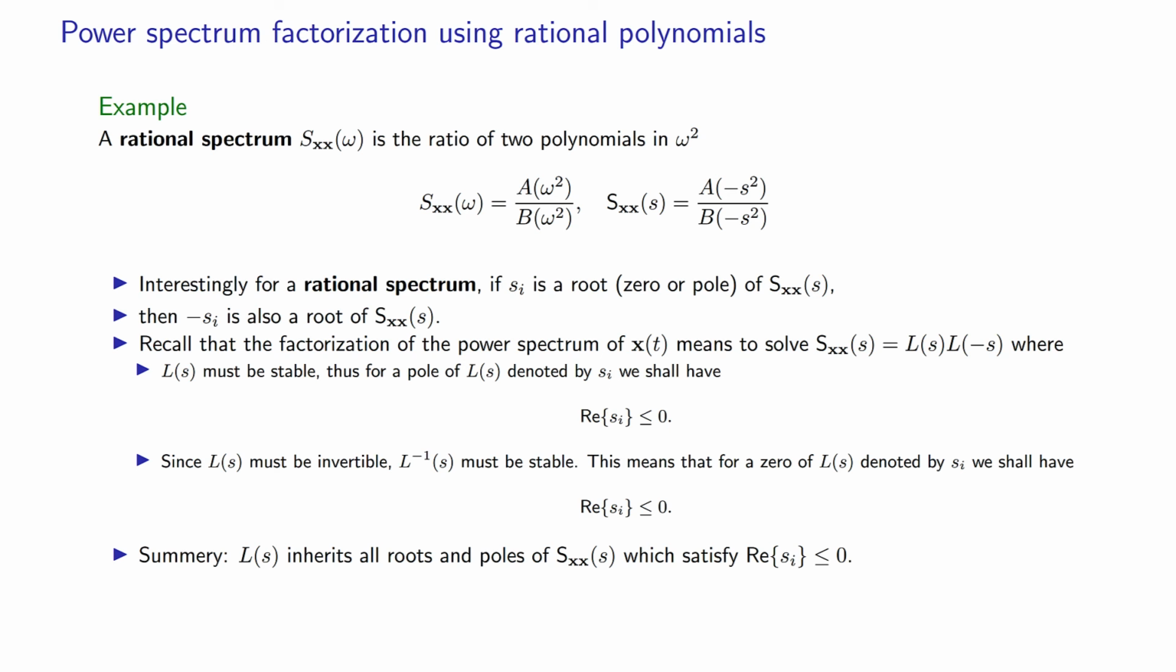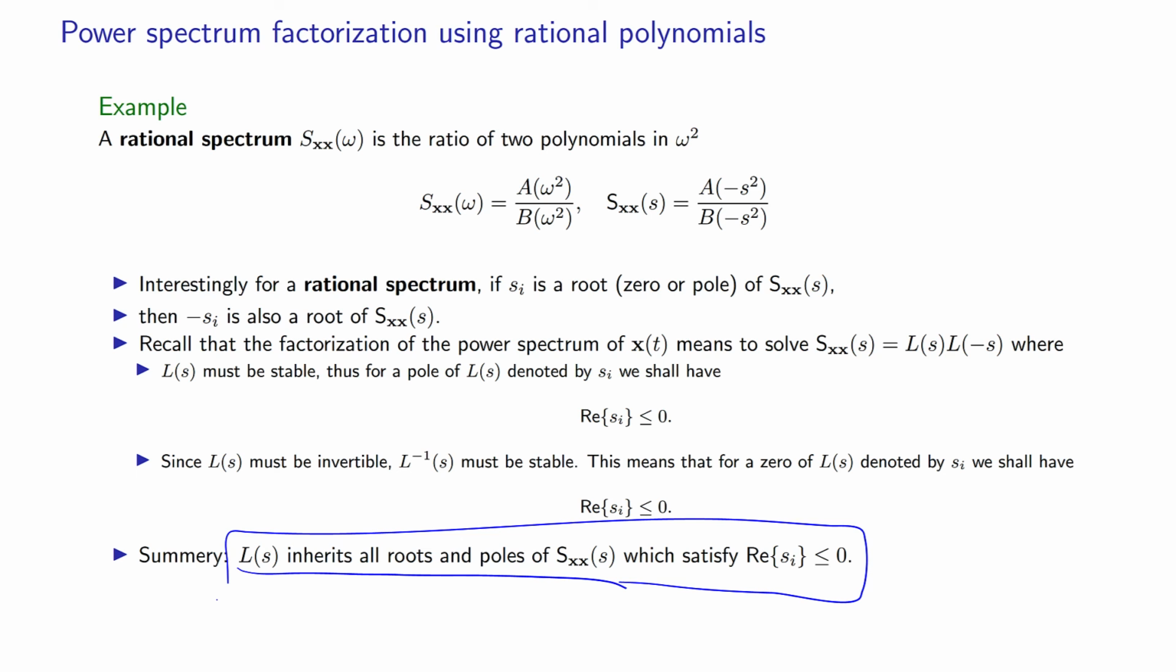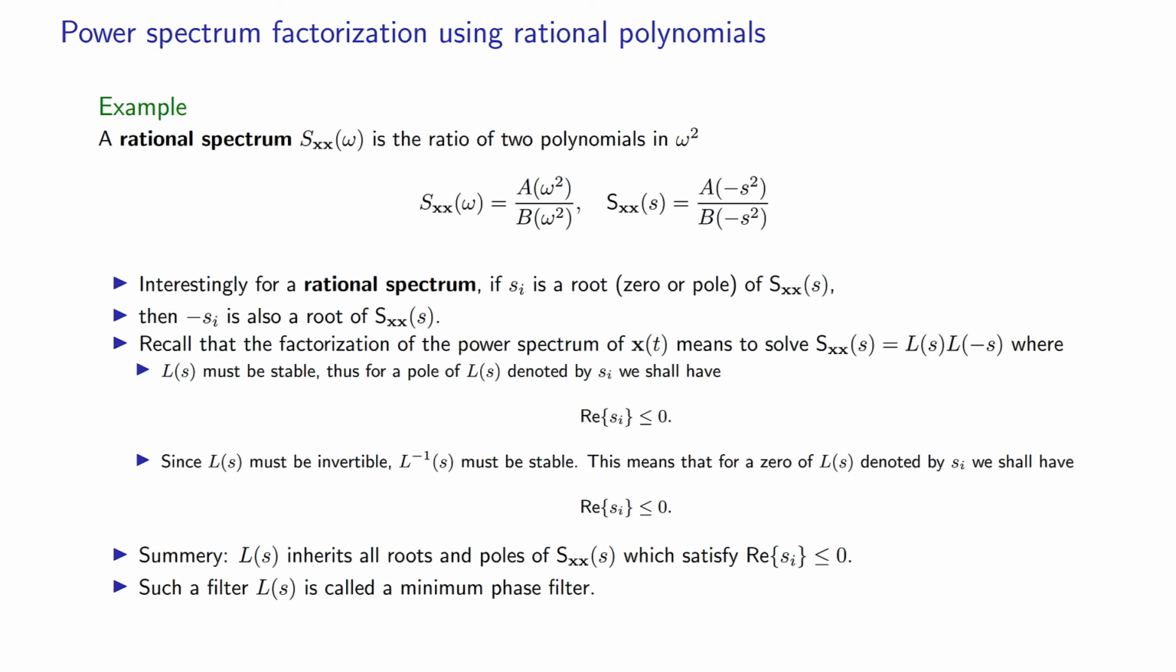So we'll do a couple of examples. L of S inherits all the roots and poles of H of S which have negative real part, which are on the left side of the complex plane. Such a filter is called a minimum phase filter. A minimum phase filter is a filter which is both causal and stable, and which has this property, which means that all the poles and zeros have a negative real part.